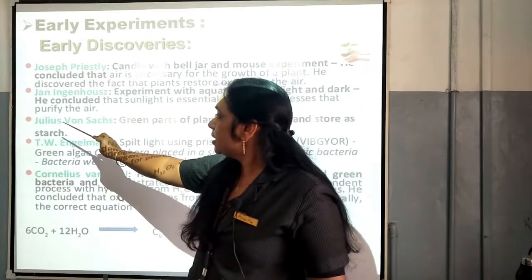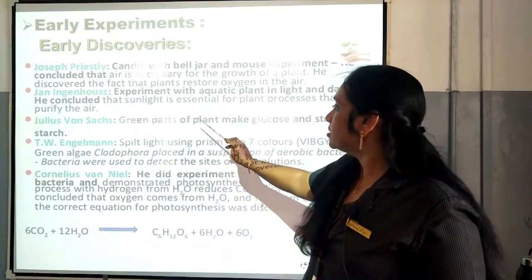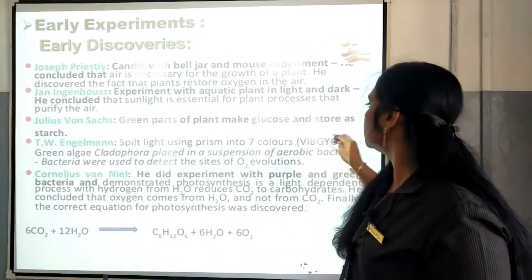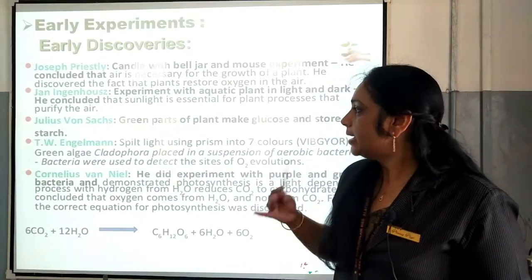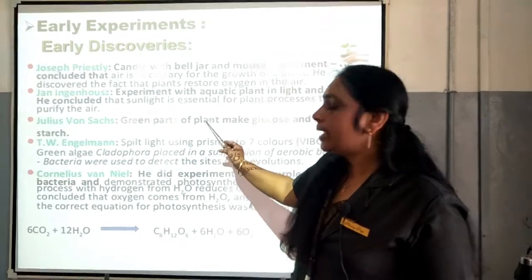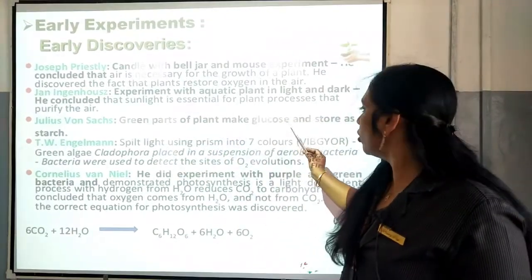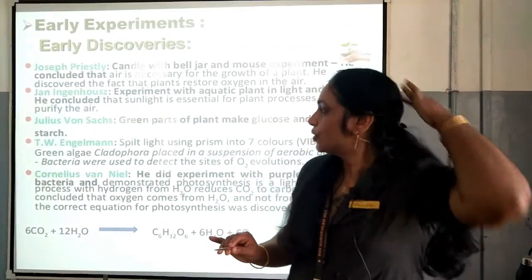Next, Julius von Sachs. He said that green parts of a plant make glucose and store it as starch. He did the experiment and concluded that in the plant there is a green part which helps to prepare glucose, and it is stored in the form of starch.